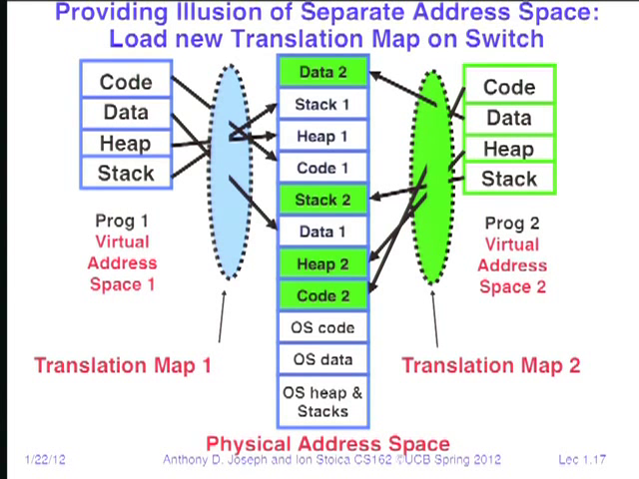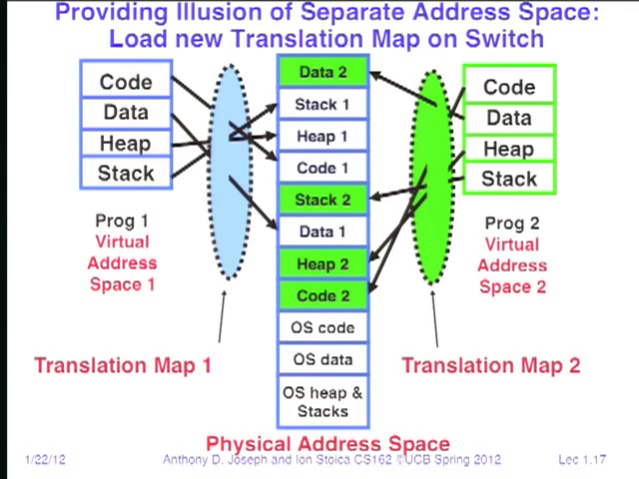Yes? Where are these translation maps stored, and how does the operating system switch? Very good question. Where do the translation maps get stored, and how does the operating system switch between them? We're going to have a lot of lectures where we talk about that process. It's not a simple thing. Sometimes it's stored in the processor. Sometimes it's stored as part of the OS's data. And then the switching process has to be done in a secure manner, because what would happen if, say, program 2 could change its translation map?